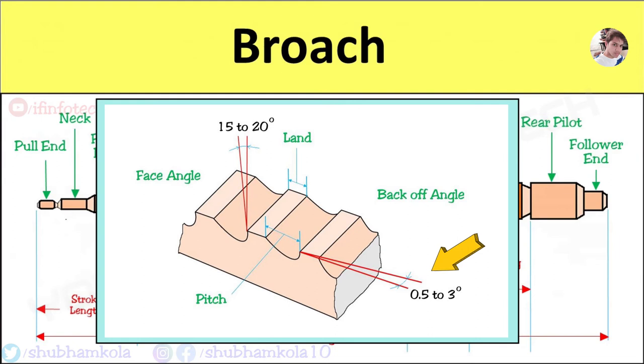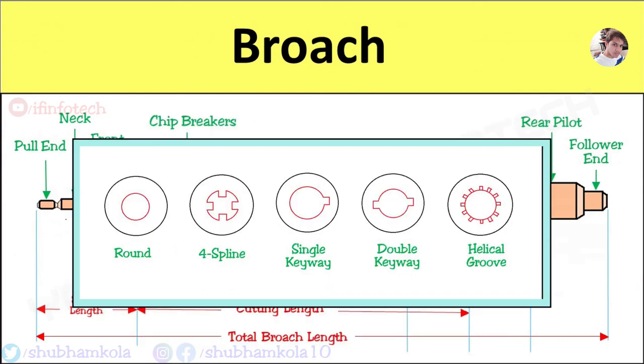The back off angle is between 0.5 to 3 degrees. Next is face angle, also known as hook angle, it can be compared with rake angle of single point tool. Face angle is between 10 to 20 degrees. Next is pitch. The pitch is the distance between same point on two successive teeth. Here are some profiles which can be produced by broaching process.